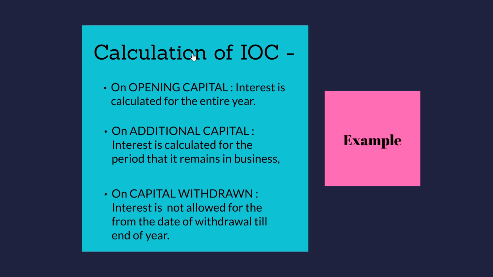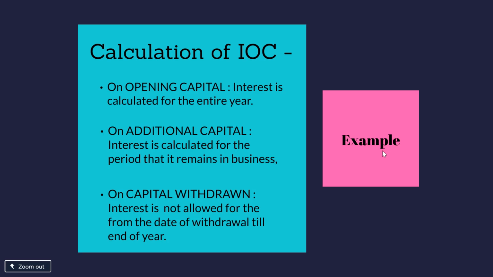We need to allow interest on capital on the opening capital for the full year. For each and every item of additional capital introduced, we need to add the interest on capital on such additional capital, but we should do so only for the period that additional capital remains in business. That is from the date on which the capital was introduced up to the end of the accounting period. And we should subtract interest on capital on the capital which is withdrawn from the date on which the capital has been withdrawn till the end of the accounting period.